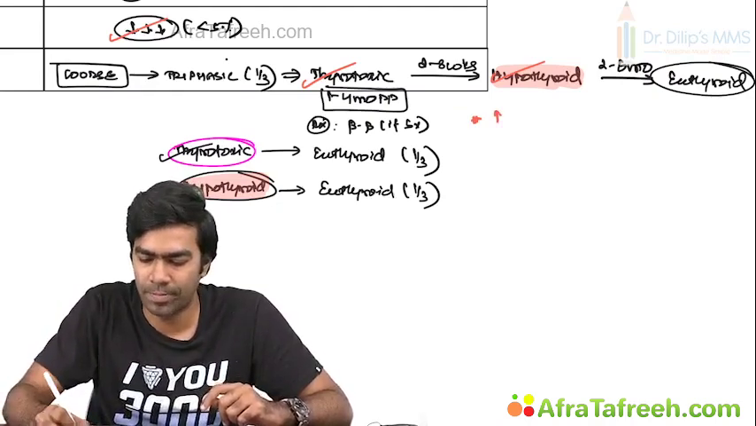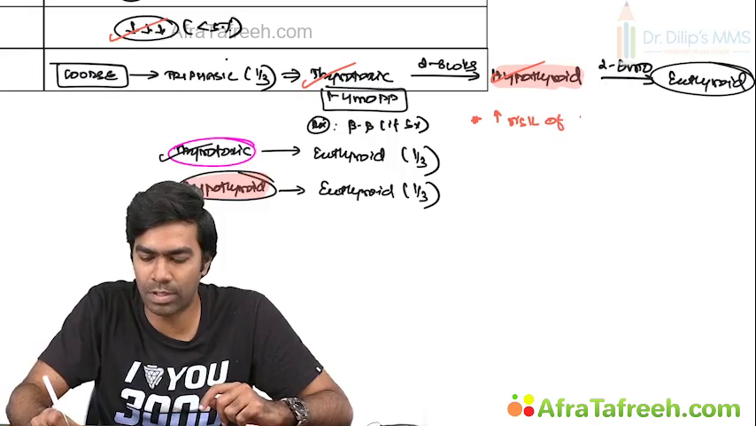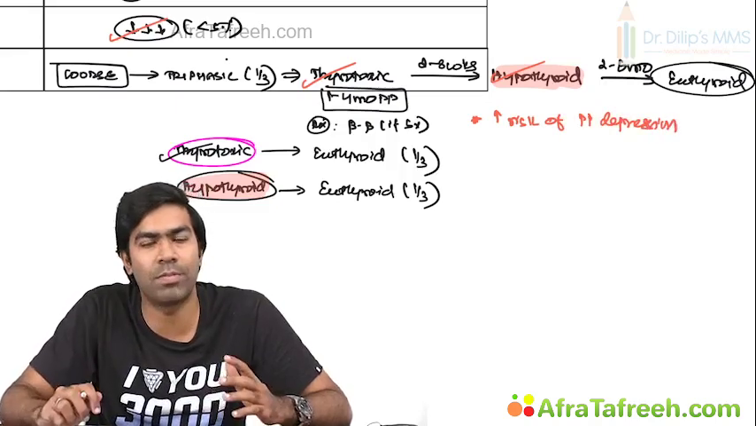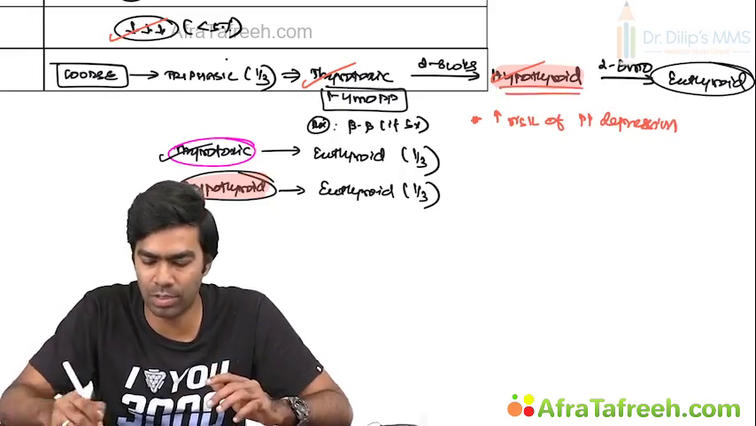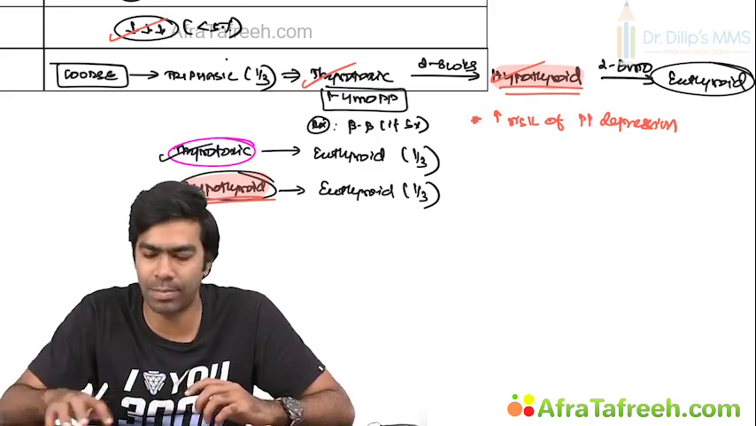One is increased risk of postpartum depression or worsening of postpartum depression. So postpartum women are already prone to depression. This hypothyroidism will worsen the postpartum depression.